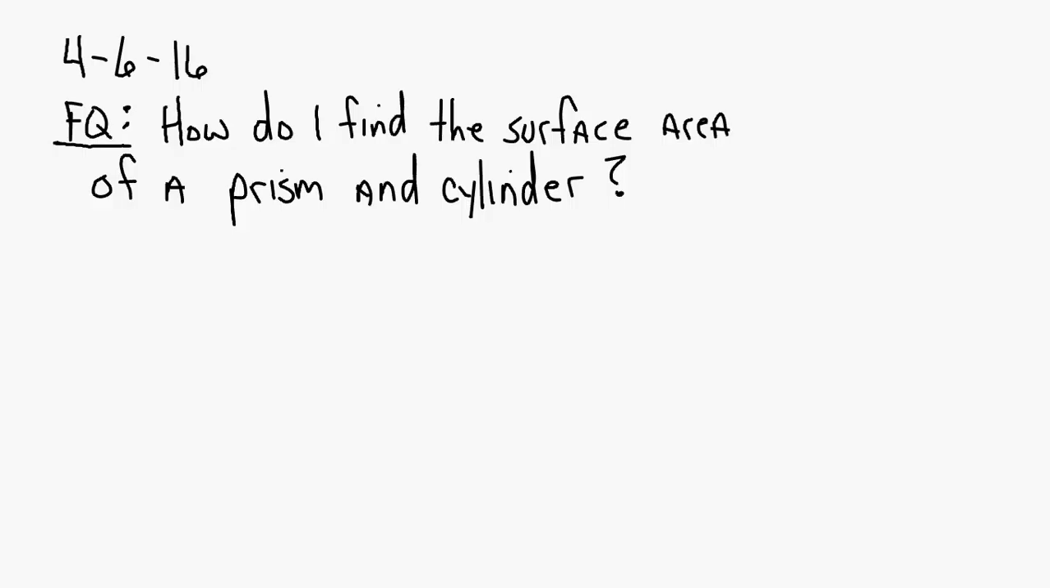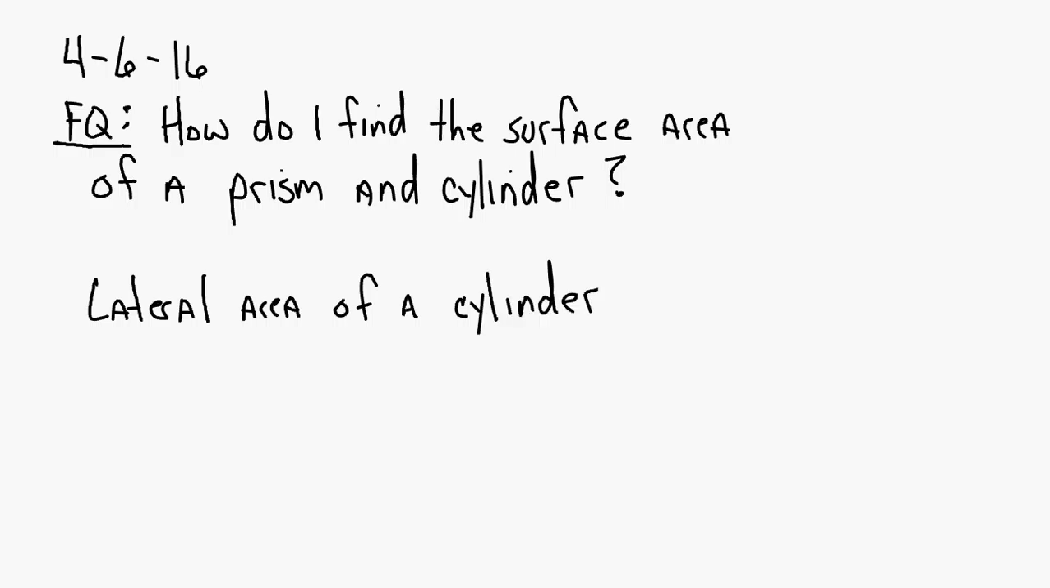All right. Today we're going to talk about finding the lateral area of a cylinder, and then we're going to talk about finding the surface area of both. So first, let's talk about lateral area of a cylinder. Now, the formula is the same as a prism. Your L is equal to P times H. The P represents the perimeter of the base, and the H represents the height of the cylinder.